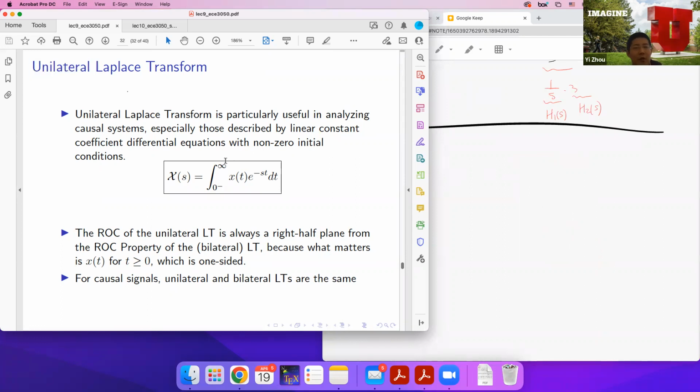The only difference is that bilateral means in this Laplace transform definition, we take integration from negative infinity to positive infinity, same as the Fourier transform. The integration ranges over the entire time domain. That's why we call it bilateral, right? It's bidirectional. But here we define another type of Laplace transform called the unilateral Laplace transform. The only difference is that we start from 0 negative instead of negative infinity.